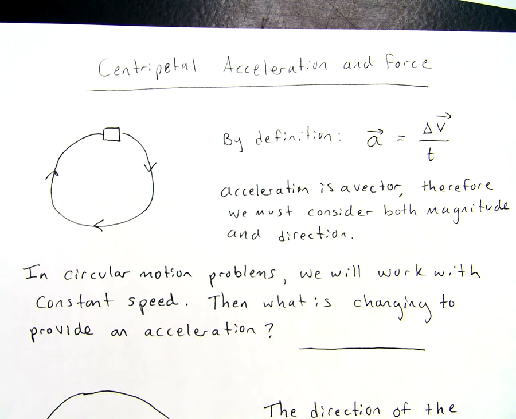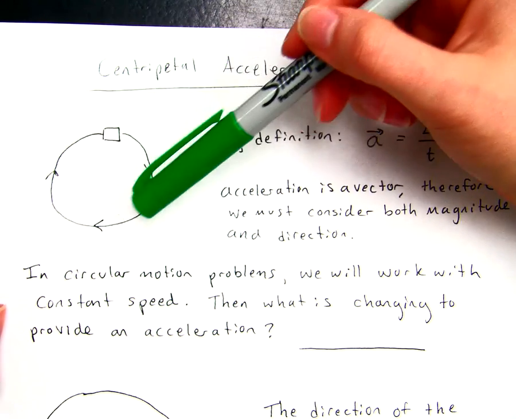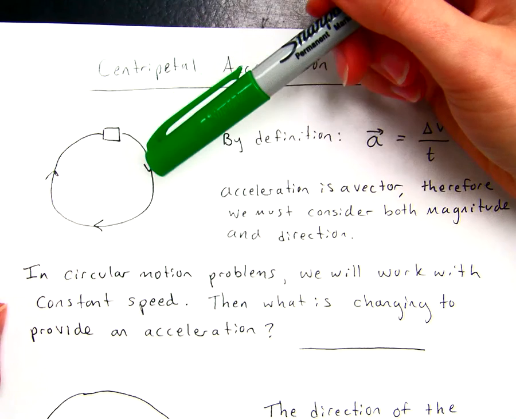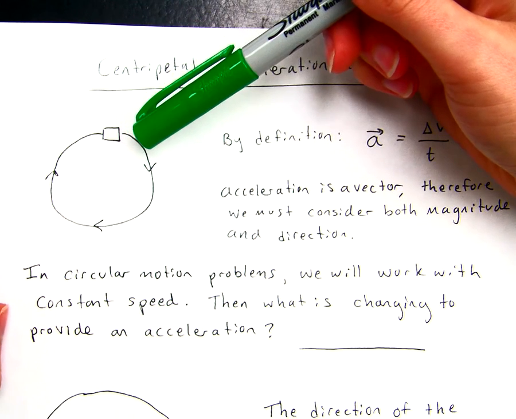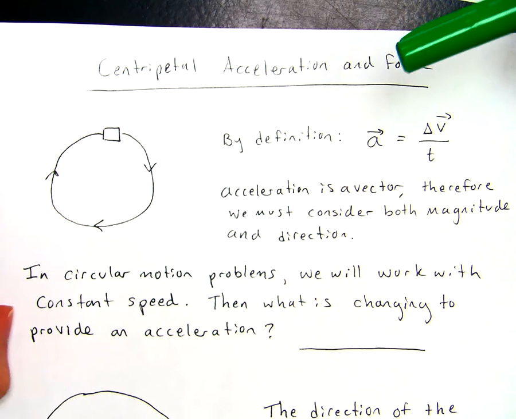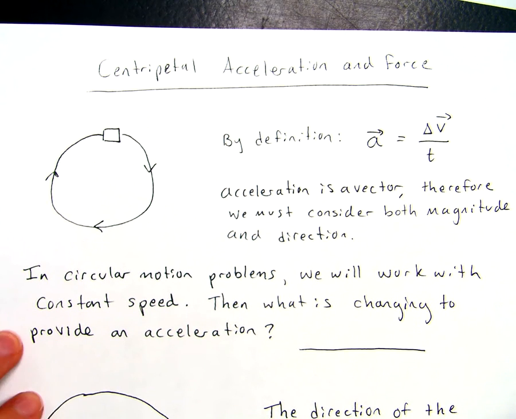So we're going to take an object and we're just going to have it moving in a circle. This could be a car traveling around a track. This could be an object being swirled overhead, being hung onto by a string. There are a lot of different things that we know of that have circular motion.